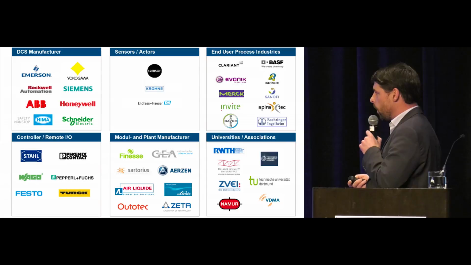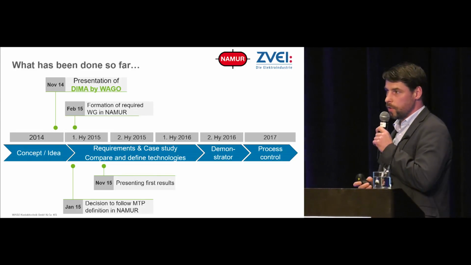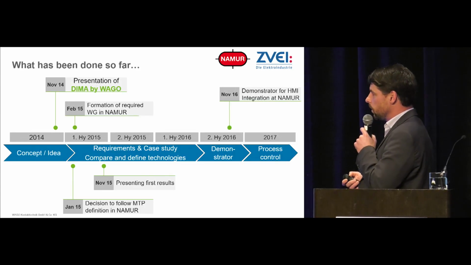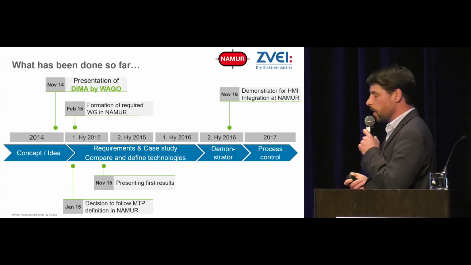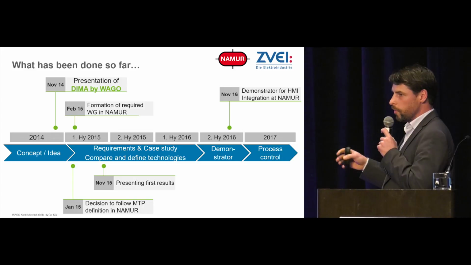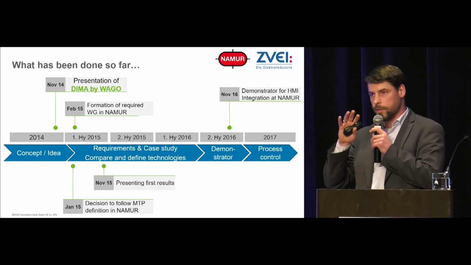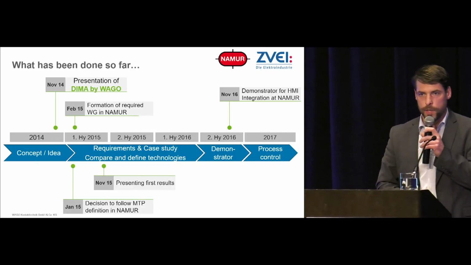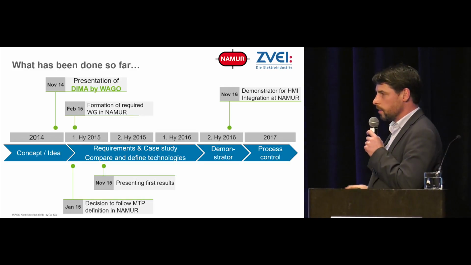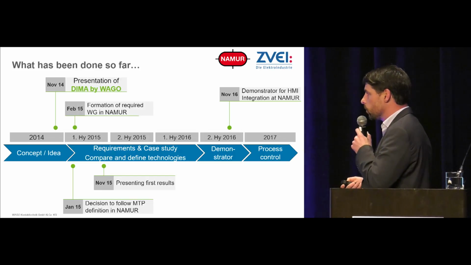So we are quite far, because in November 2015 we could present the first, let's say, theoretical results, and in 2016 at the NAMUR fair 3 months ago, we could demonstrate a workflow that shows that one vendor is generating an MTP file, and another vendor, for example a DCS vendor, could read in the MTP file and could communicate with the vendor where the MTP file comes from.